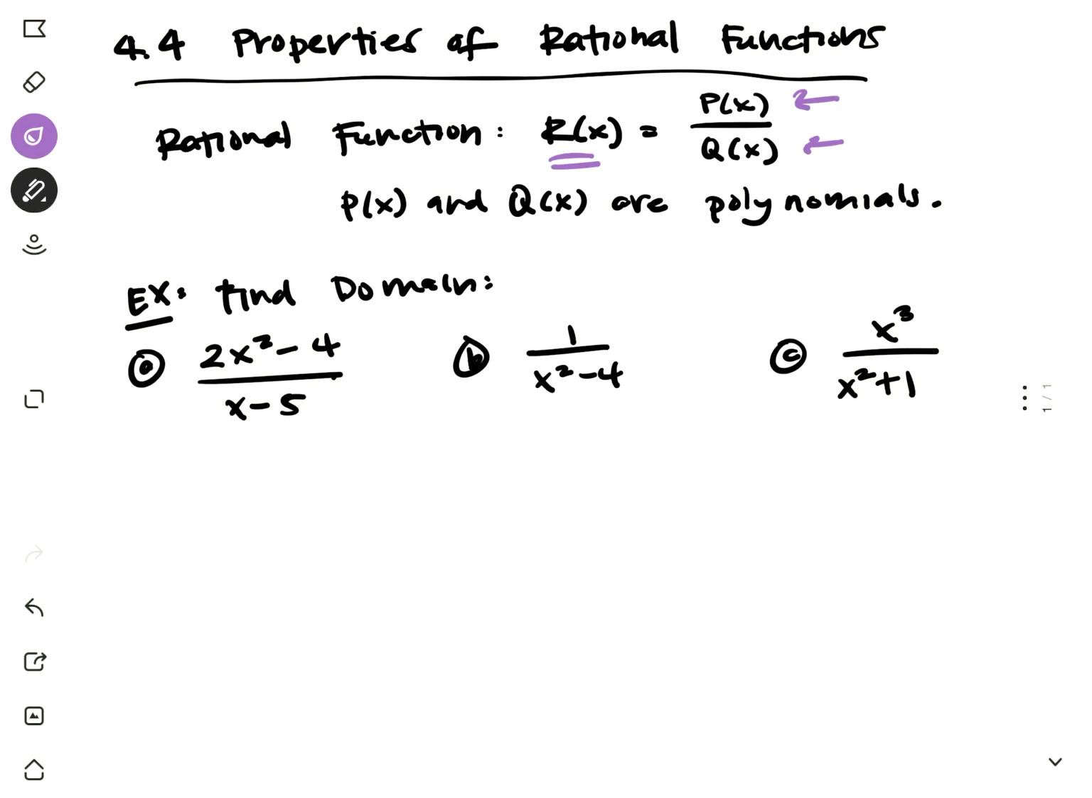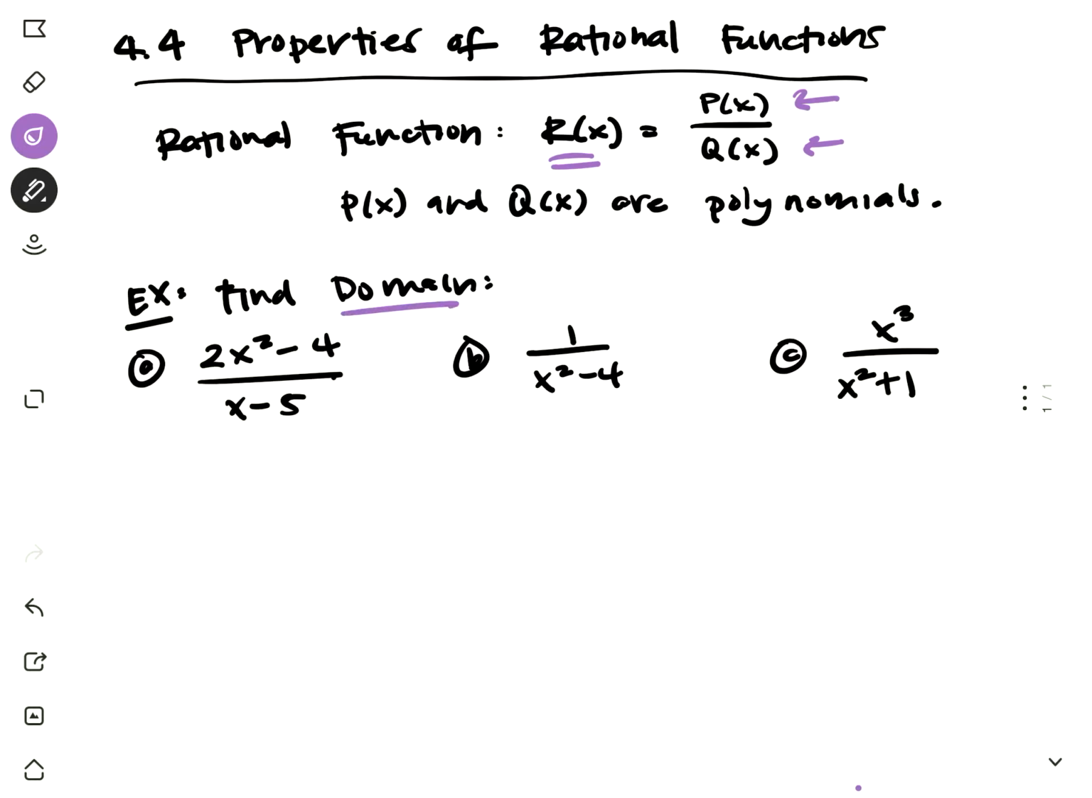Notice that the top and bottom are both polynomials. Even though one of them is 1, remember 1 is a 0-degree polynomial because there's no x on it. So these are all definitely rational functions. And it's asking us to find the domain.